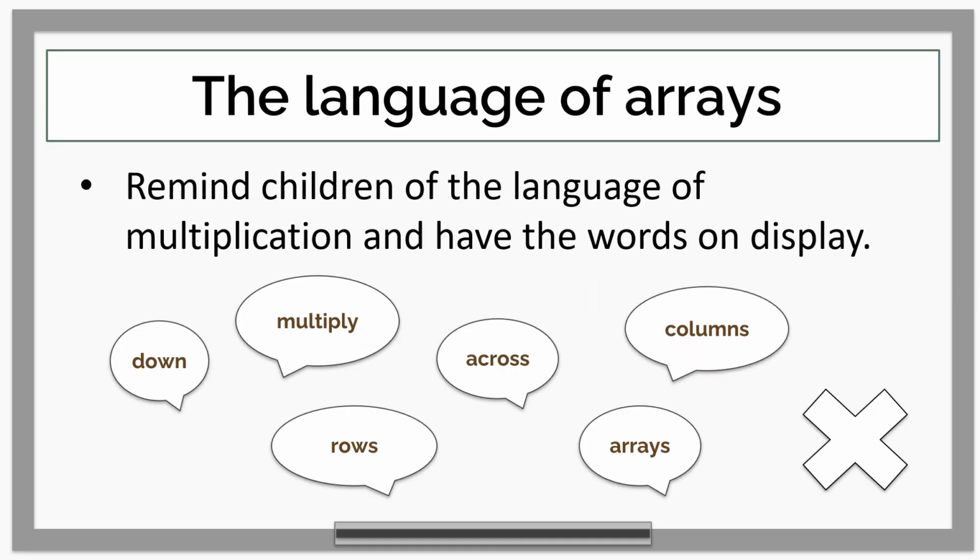So the language of arrays is, like we've looked at already, we have multiply, we have the symbol for multiplication, but language specific to arrays would include columns and down, and rows and across.